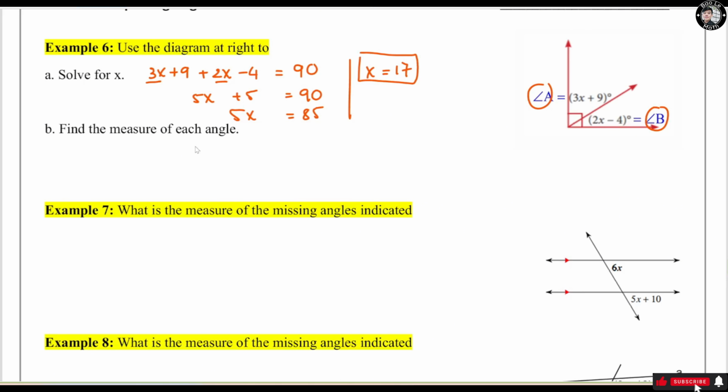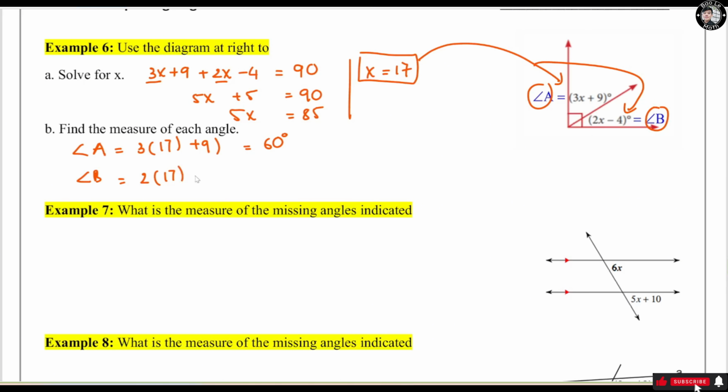Now find the measure of each angle. Substitute 17 for s into this guy right here to solve for angle A and B, right? So the measure of angle A equals 3 times 17 plus 9, right? It's going to be 60, right? And angle B equals 2 times 17 minus 4. It's going to be 30 degrees, right?